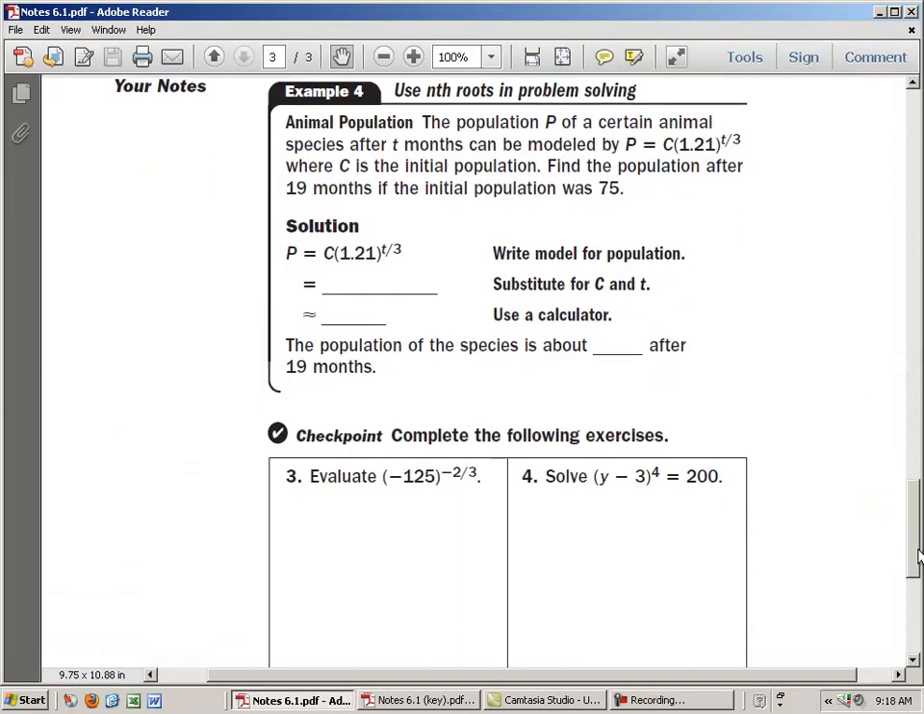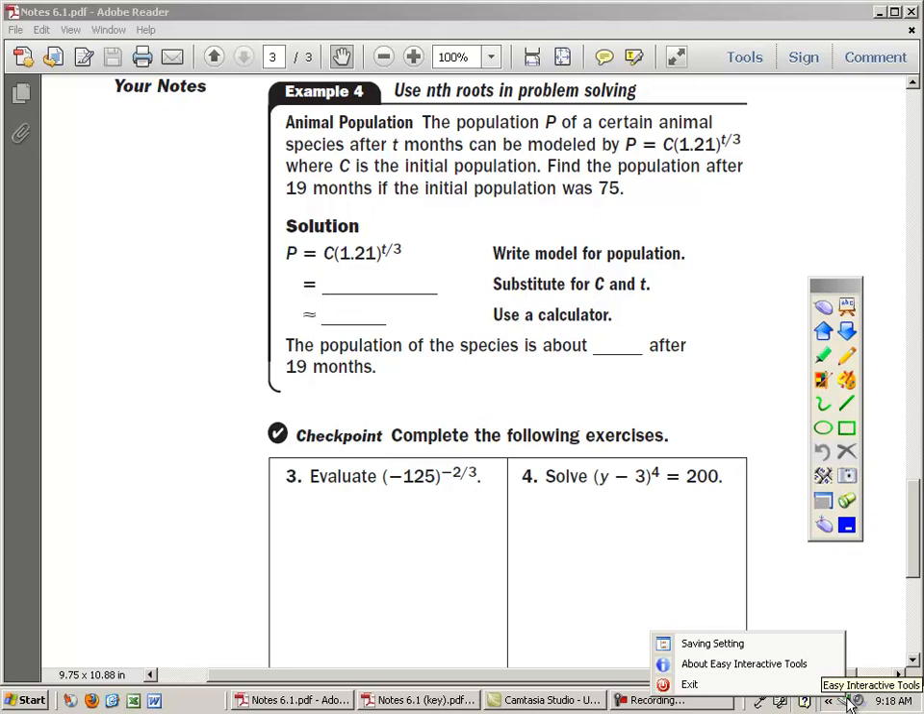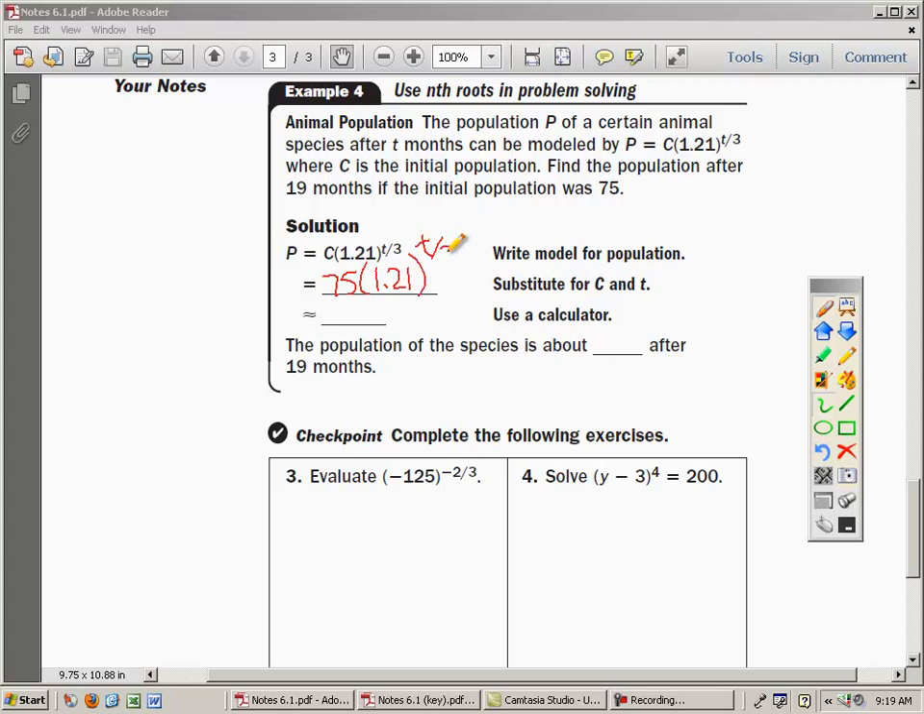All right, next page, we're going to take a look at a practical example of this. The population of a certain animal species over t months can be modeled by the equation P equals C times 1.21 raised to the t over 3 power, where C is the initial population and P is the population after t months. Find the population after 19 months if the initial population was 75. So again, C is my initial population, so essentially I'm going to put my 75 here. So this becomes 75 times 1.21 to the t over 3 power.